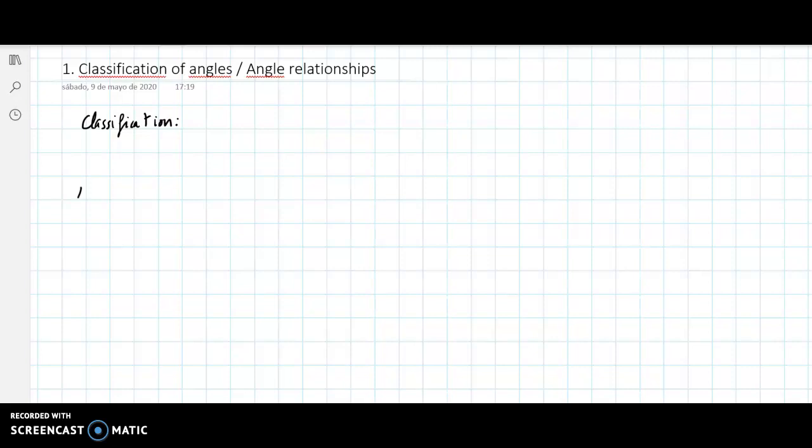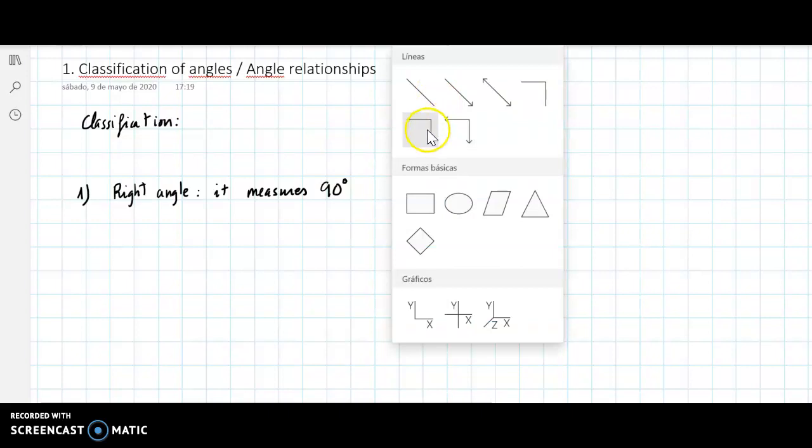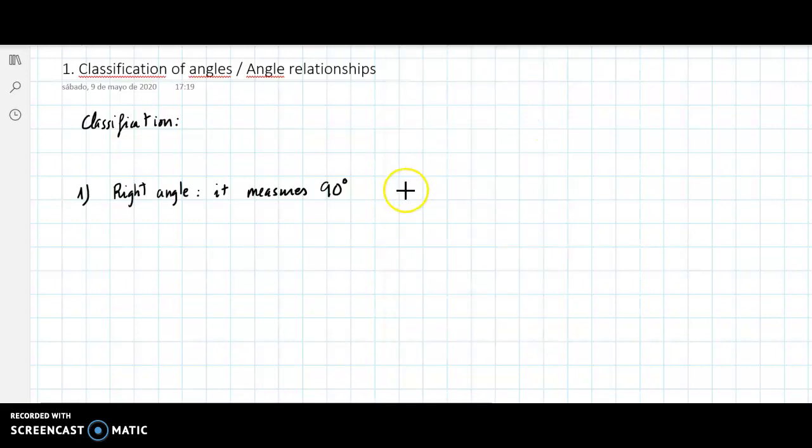So in first place we have the right angle. Right angle. So it measures 90 degrees. So if we make a right angle, it's something like this. Okay, so this angle is 90 degrees.